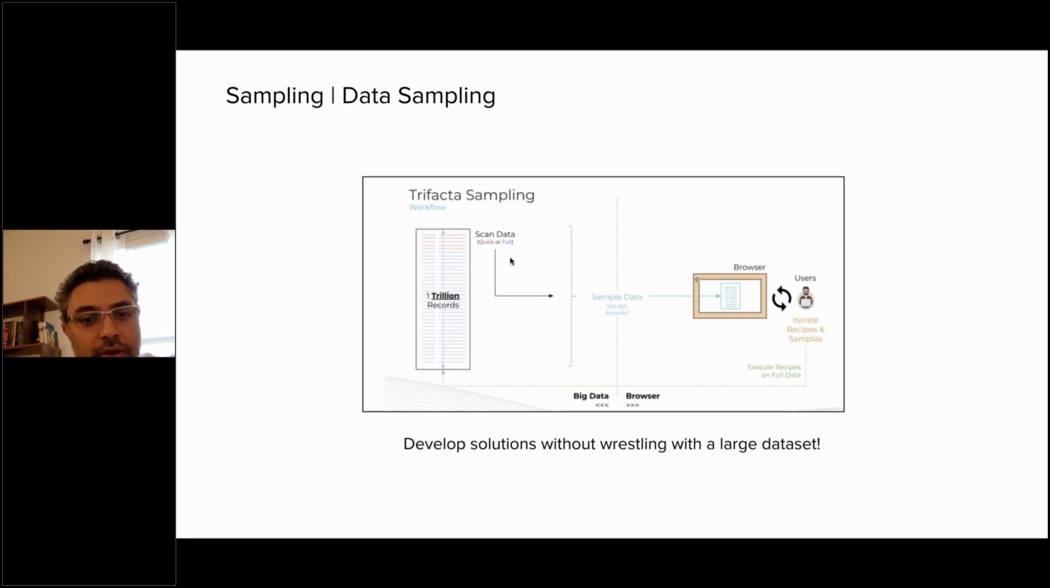So again, here's a scenario where I've got 1 trillion records. A user will come into Trifacta to work on this data. They want to contextualize it, do something with it. And in that initial scan, you can do a quick or a full scan. It brings in about 100,000 records.